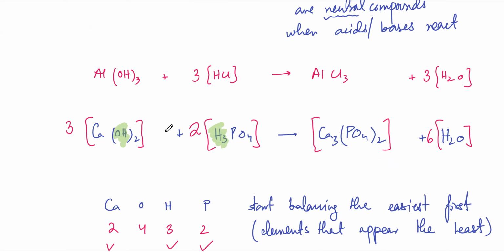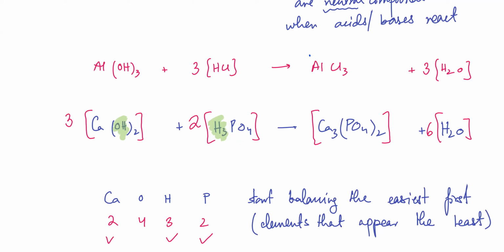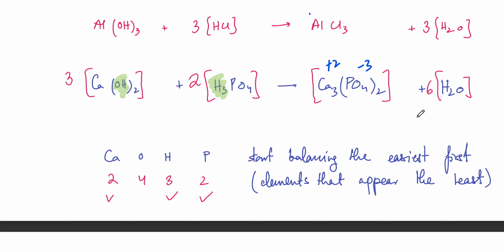Here you've got calcium hydroxide with phosphoric acid. So get rid of the H and replace it with calcium. So it's going to be calcium and PO4. Do the crisscross: calcium is plus 2, PO4 is minus 3. So if you do the crisscross, it's going to be Ca3(PO4) twice plus water.